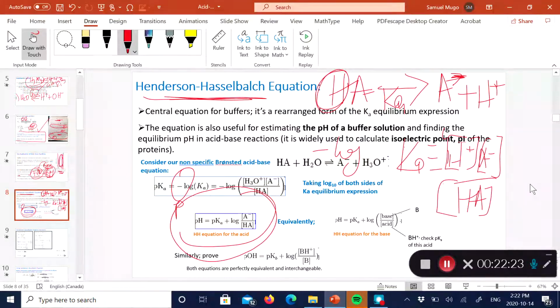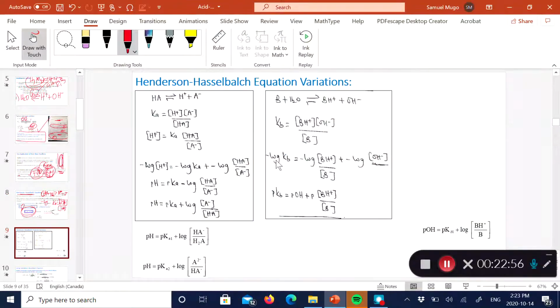Now remember, there are different variations of the Henderson-Hasselbalch equation. For example, similarly, if I had a base instead of an acid, that hydrolyzes to give me BH plus and OH minus, I can take the negative log of both sides to give me another form of the Henderson-Hasselbalch equation. In this case, the pOH is equal to the pKb plus the log of the acid divided by the base. I've already derived it for you here, the different variations of the Henderson-Hasselbalch equation. In this case, that's a weak acid. In this other case, that is a weak base.